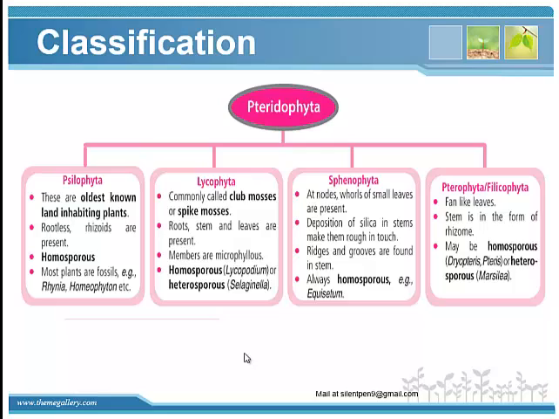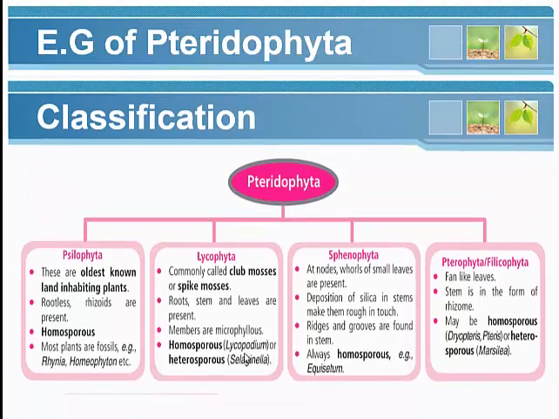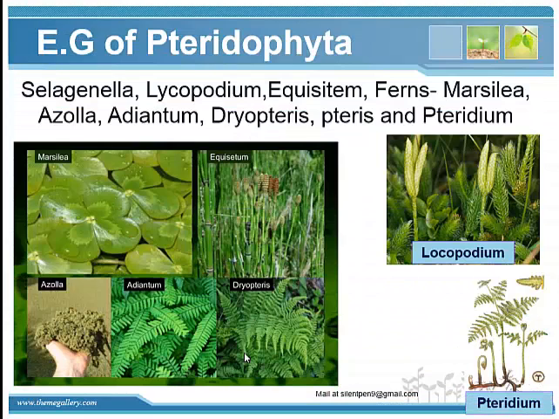So we have four different classes here. First is Coelophyta, where most of the fossils are included, and one important fossilized plant is Rhynia. Next is Lycophyta, club mosses or spike mosses, an example is Selaginella. Then Sphenophyta, where wedge-shaped structures and silica depositions are seen, and Pteridophyta, with fan-like leaves and rhizomes. Now let's observe the images.